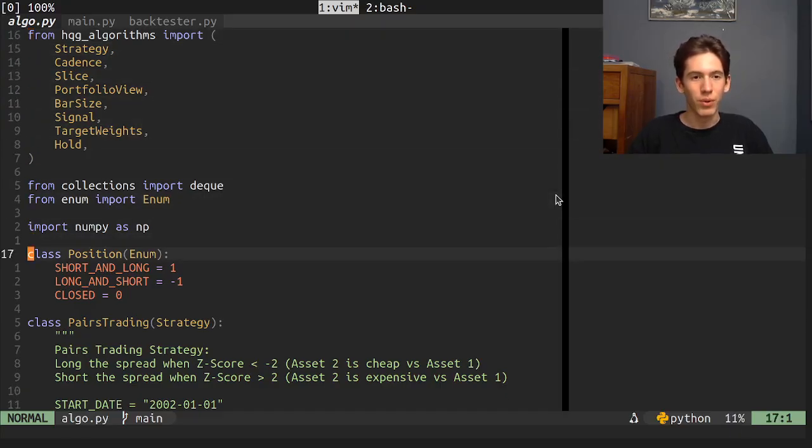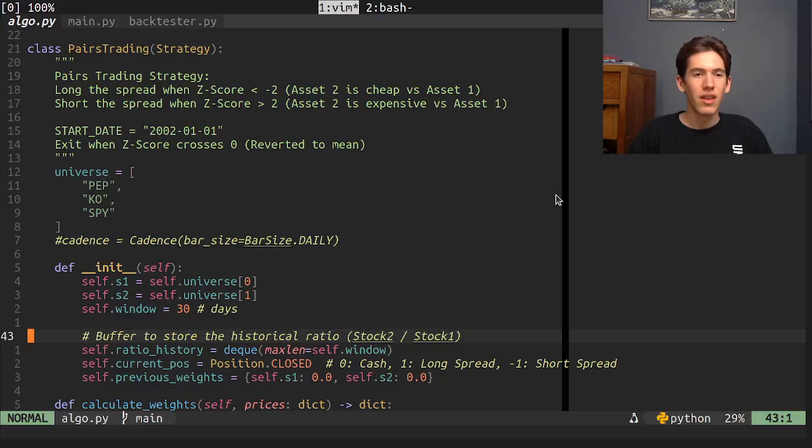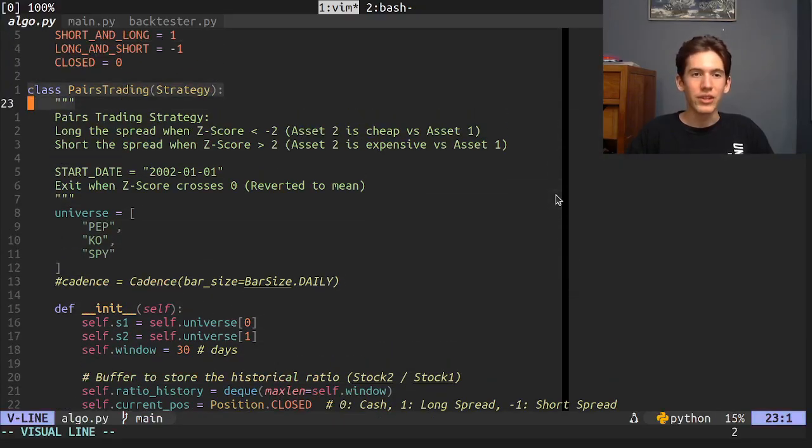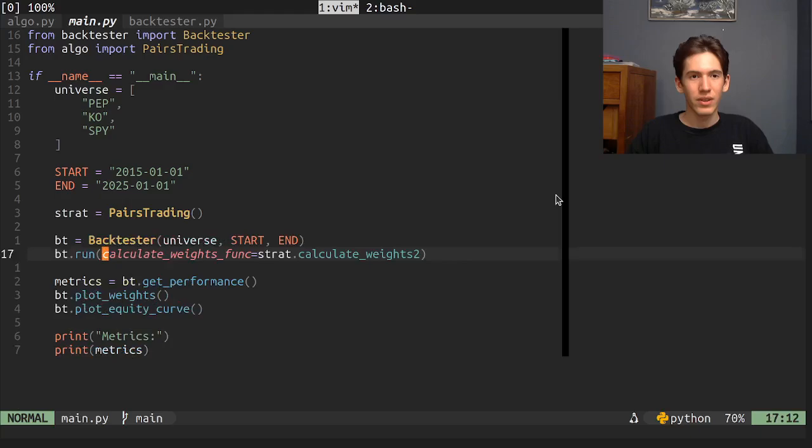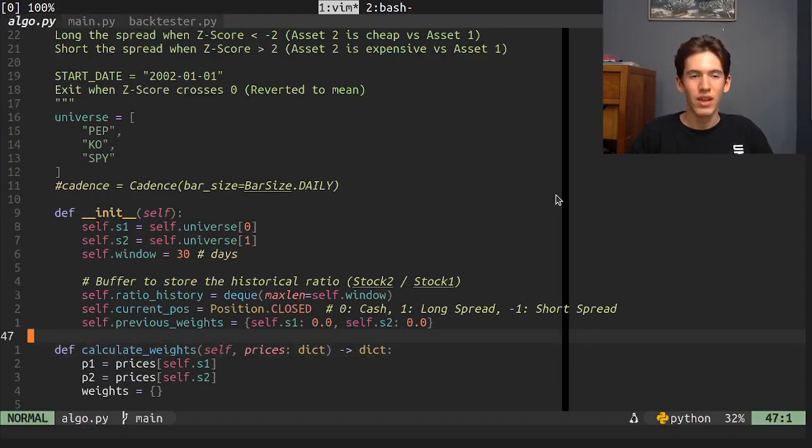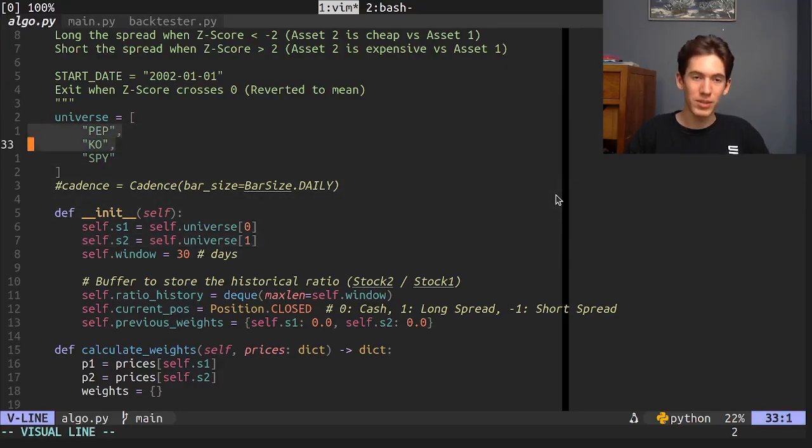So we have some imports here, some definitions, and we're making a class, an object. You'll see we make the object here, right? Pairs trading, we pass it into our backtester and spit out some metrics. So we're trading Coke and Pepsi. You'll see where SPY comes in later. Don't worry about it for now.